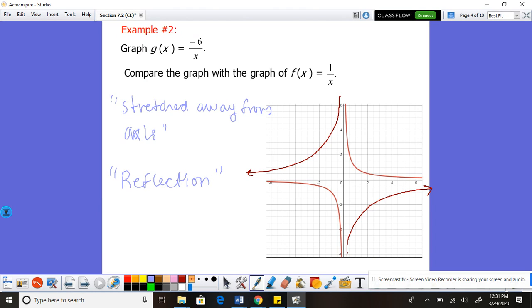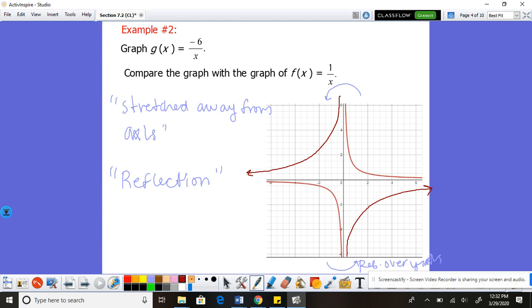Now, some of you are saying, well, did it reflect over the X and the Y axis? The X or the Y axis? Well, we can look at this, guys. If I put this to here and this one to here, that would be a reflection over the Y axis.